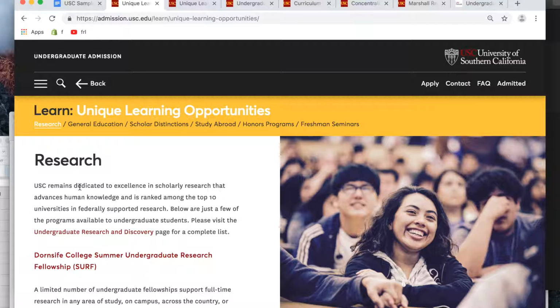Research at USC is very, very important, and that's why they put this at the top of the page. So mentioning research at USC is something that a lot of students should figure out, trying to figure out what research program they can join and how it relates to their goal.